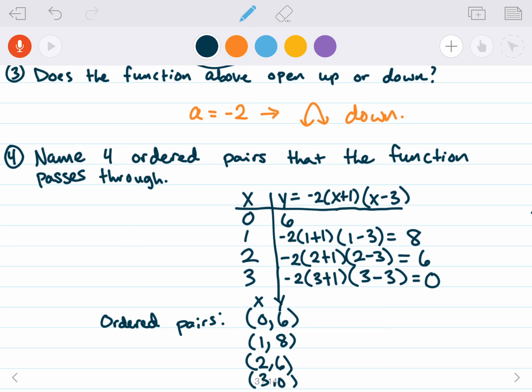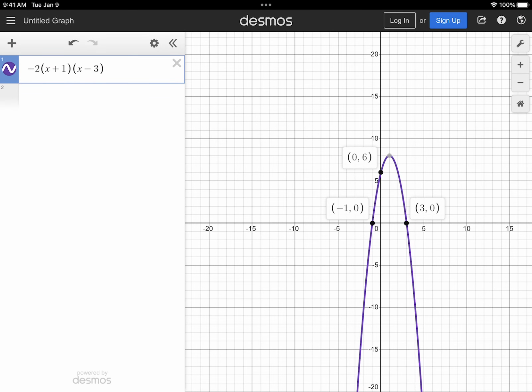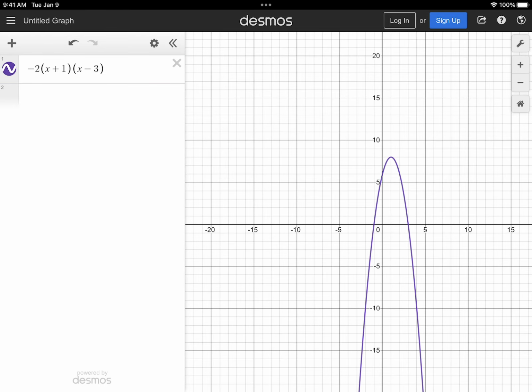And we can verify this on Desmos by seeing if these points are actually on there. So for example, 2, 6, I can move that point around until I get there and I see, oh yeah, it does actually lie on the parabola. So that's a way that you can check it with Desmos.